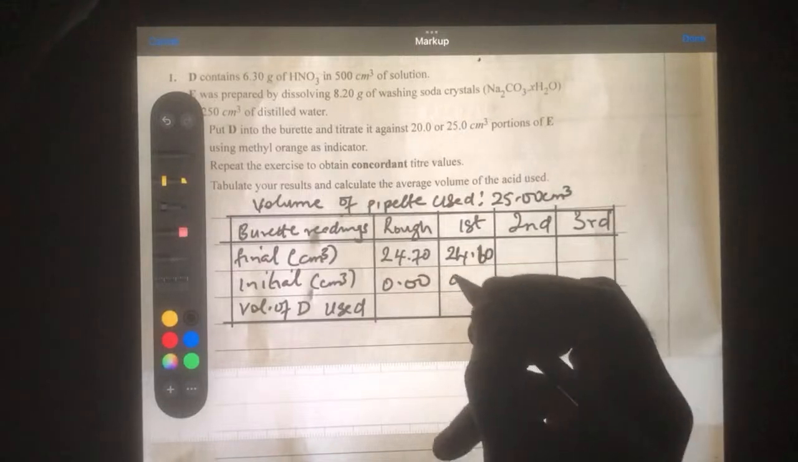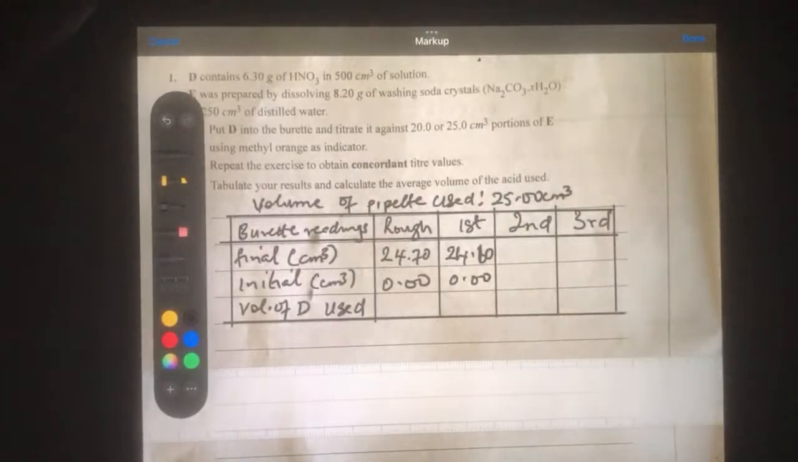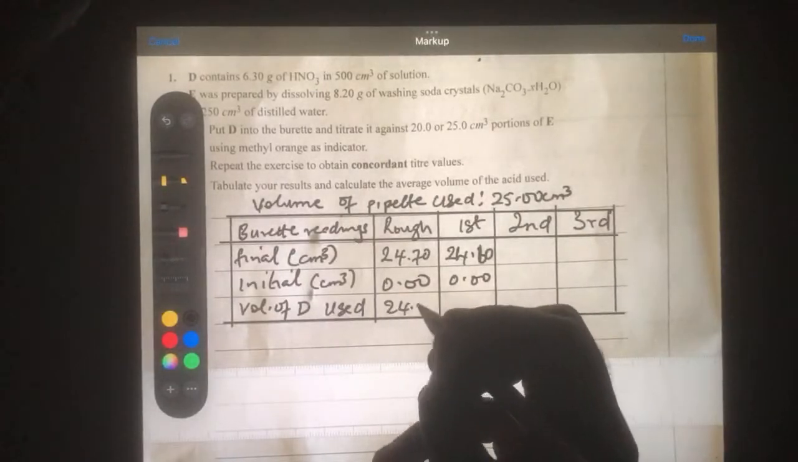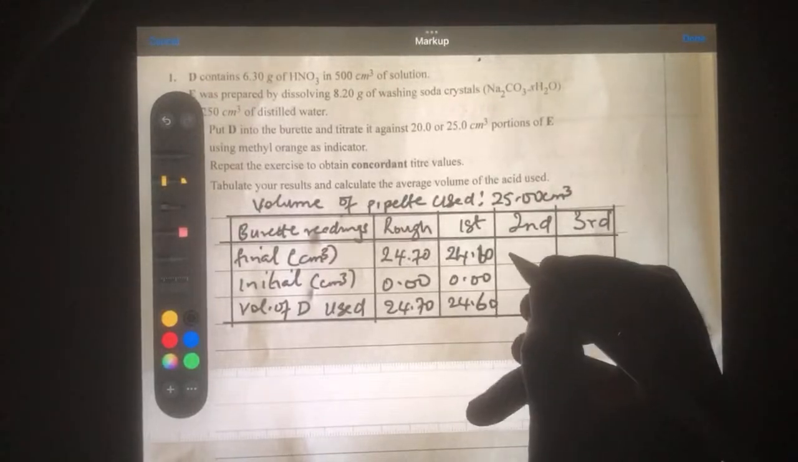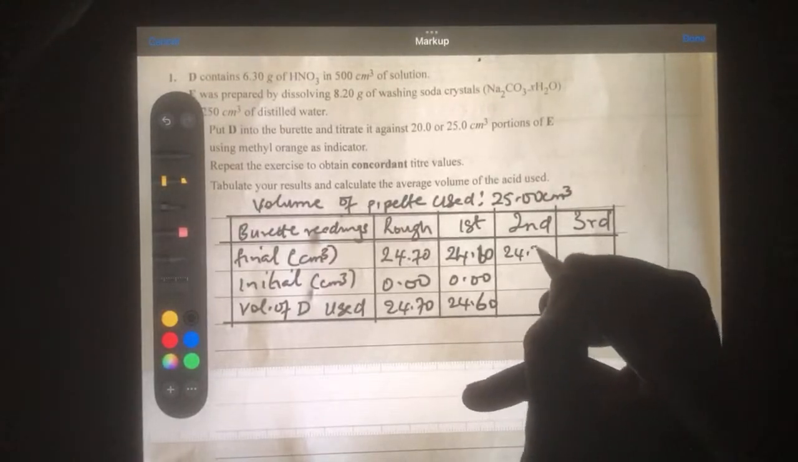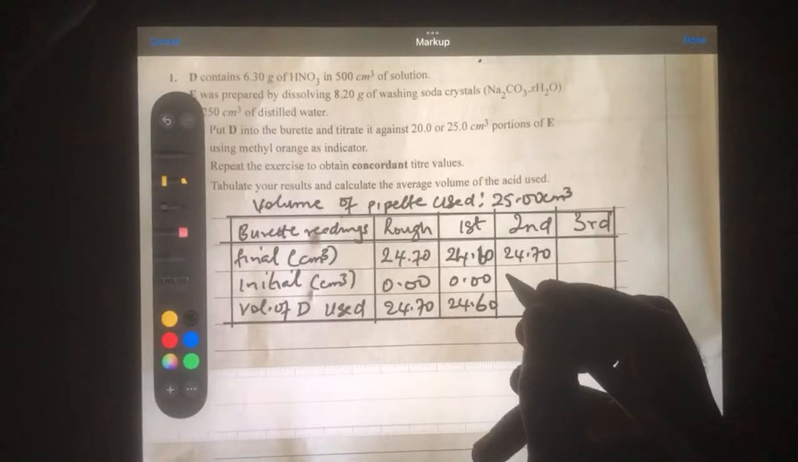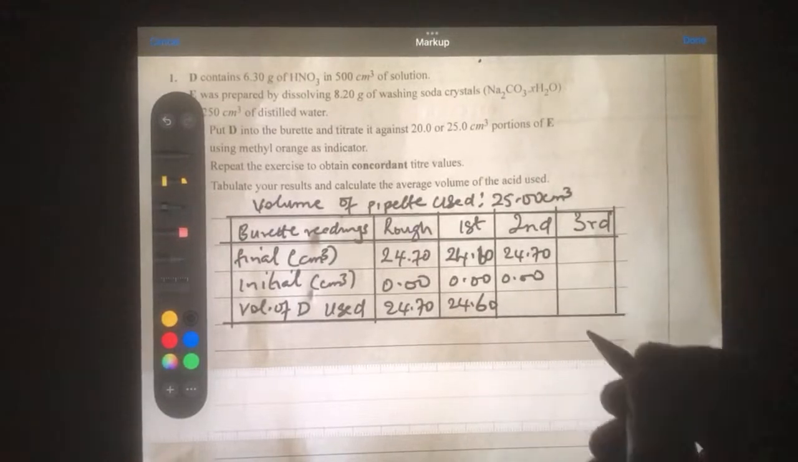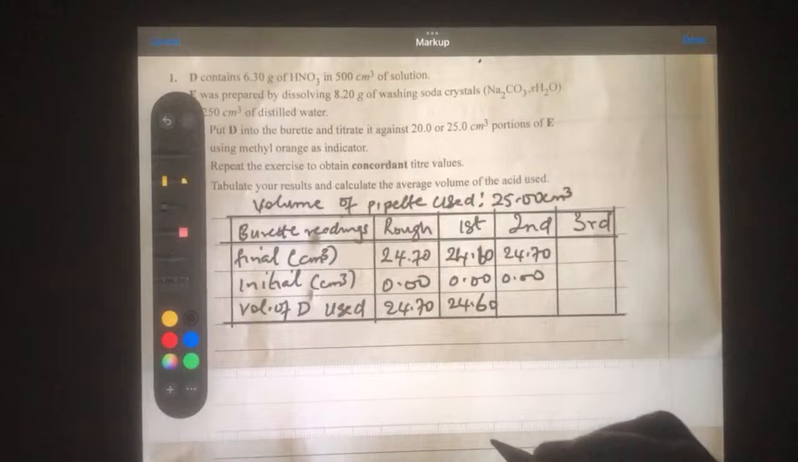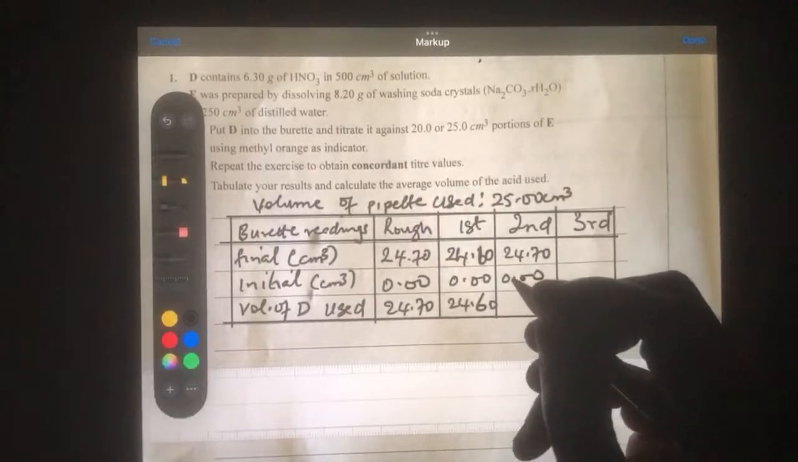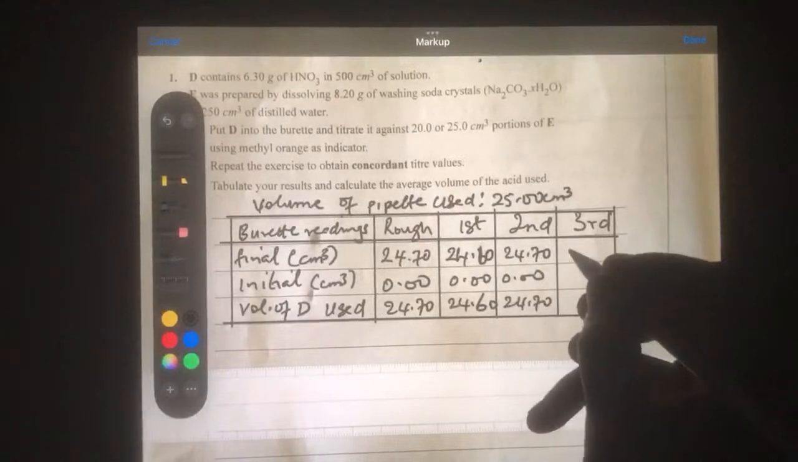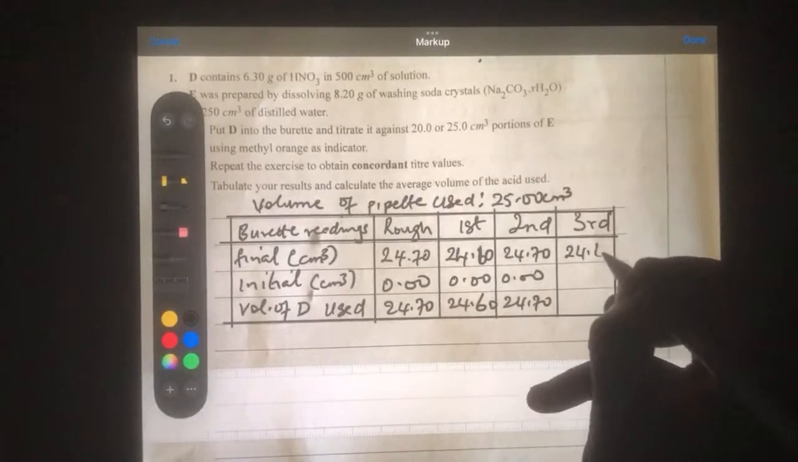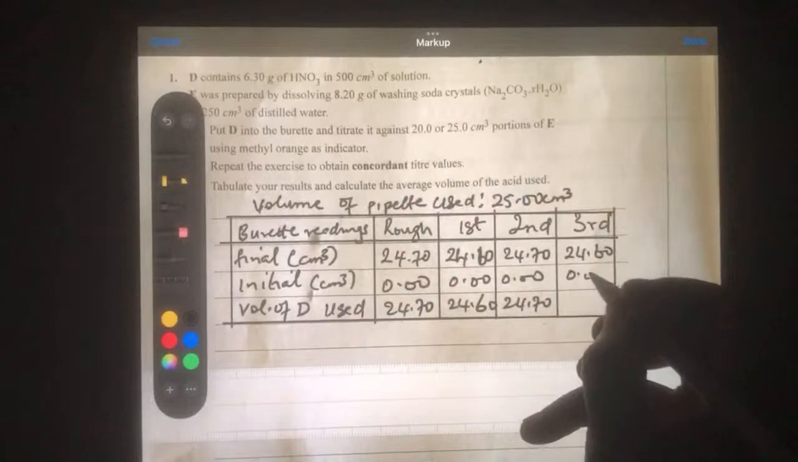24.60, sorry, 0.00. And if you minus here, it will be this way. Then 24.70, 0.00 in real life from the one I got from the lab. Then 24.70. The third titer I got 24.60 again.